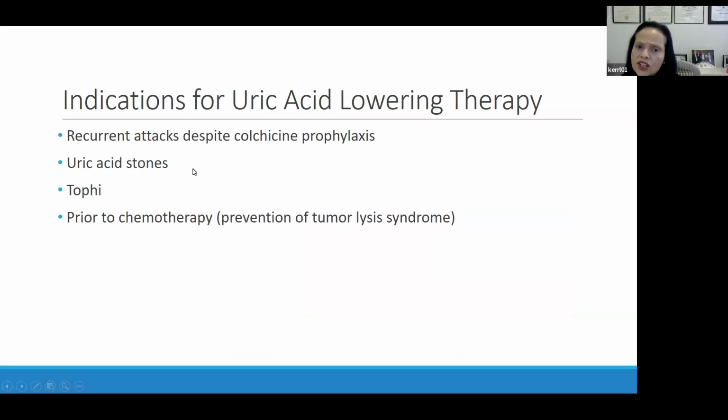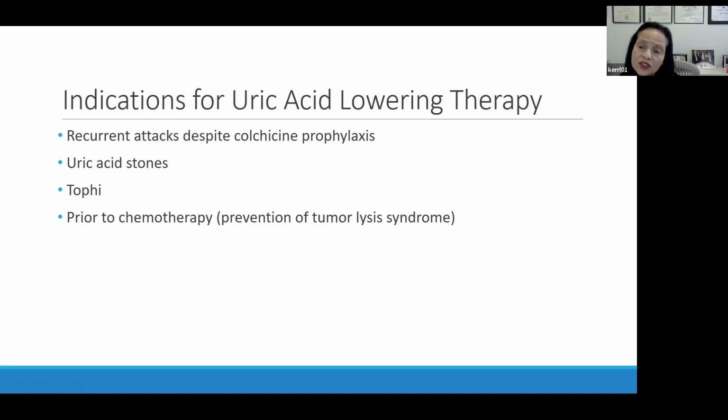Well, someone who's having recurrent attacks despite colchicine prophylaxis, they're truly disabled by these multiple painful attacks of synovitis, so you want to target them. Anyone who has a history of uric acid renal stone. So if you don't ask the question, have you ever had a renal stone, you are missing an important indication for uric acid lowering. And anyone who either radiographically or clinically has the presence of a tophus.